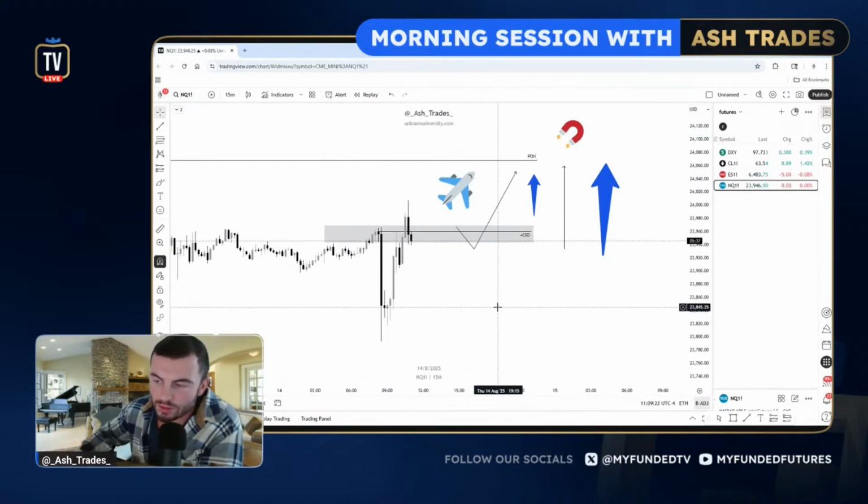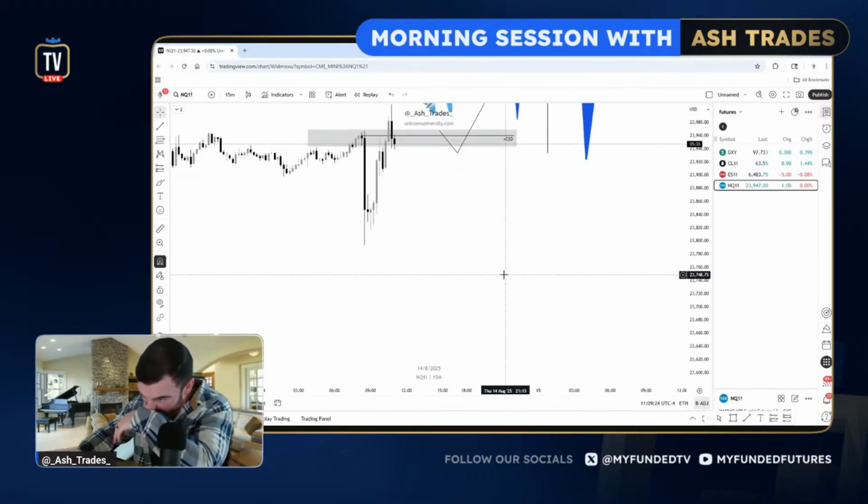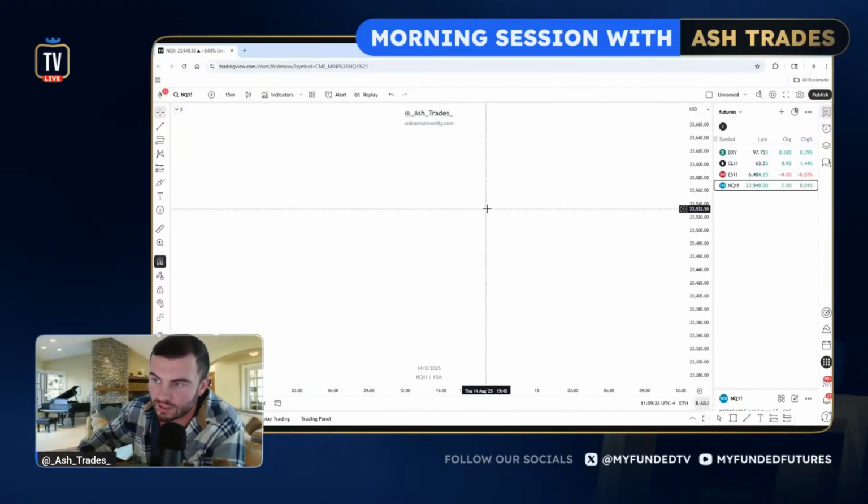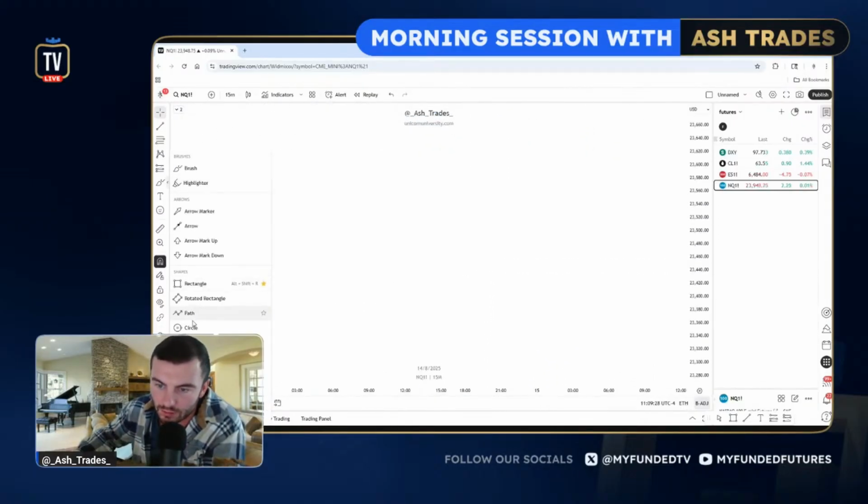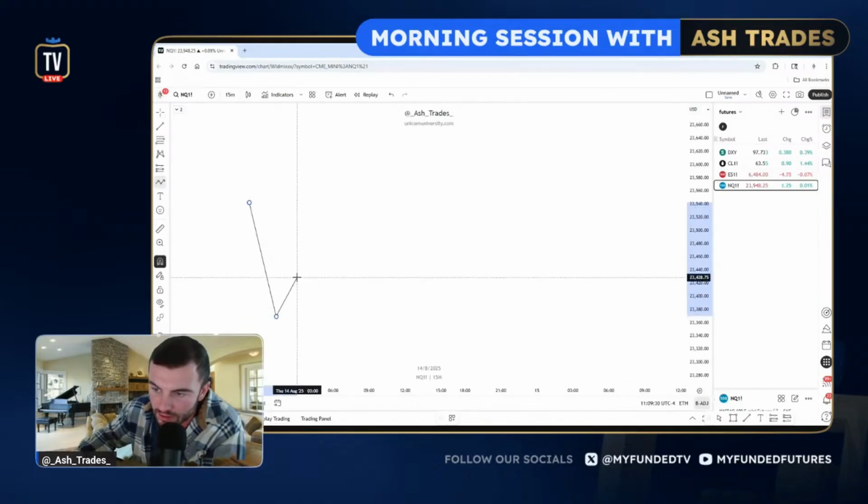Can you explain the unicorn setup quickly? Yeah, so the unicorn is just simply a breaker block plus an FVG. Okay, so here's a long setup right here.